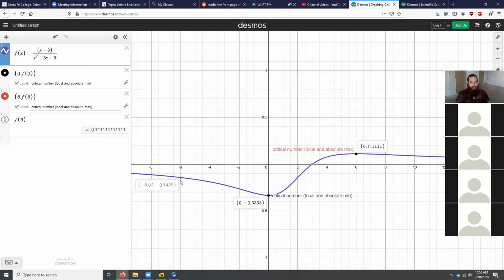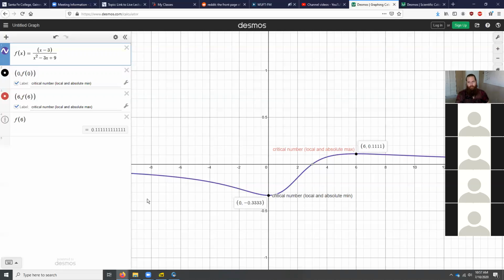So right here, I can see f of -6. If I can get it right there, f of -6 is -0.1429. Right? That means if you plugged -6 in for x in the formula for f of x, you would get -0.1429 out.